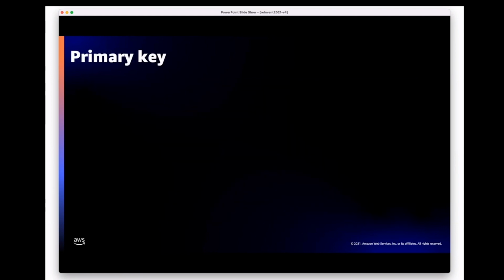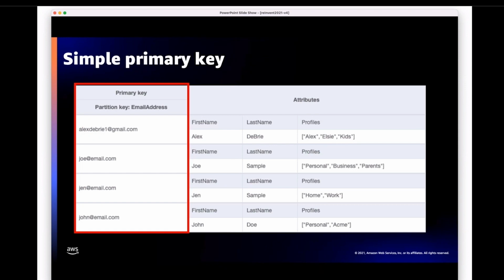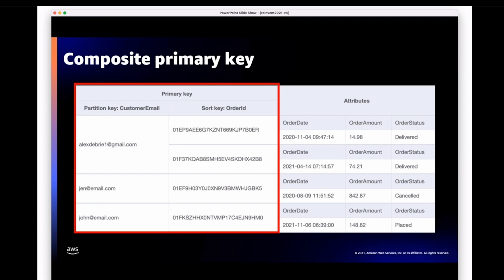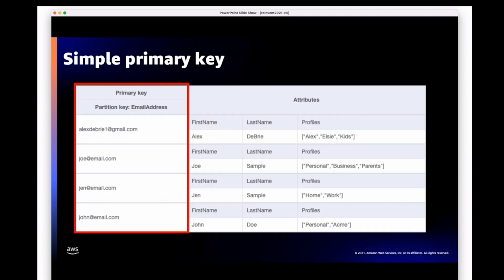Let's talk a little bit more about the primary key because that's pretty important to how Dynamo works. So there are 2 types of primary key. The simple primary key, which has just a single element called a partition key, and then a composite primary key, which has 2 elements, a partition key and a sort key. That example we saw earlier, with our customers in the table, is an example of a simple primary key. It just has that single element, that email address that's uniquely identifying each item in our table.